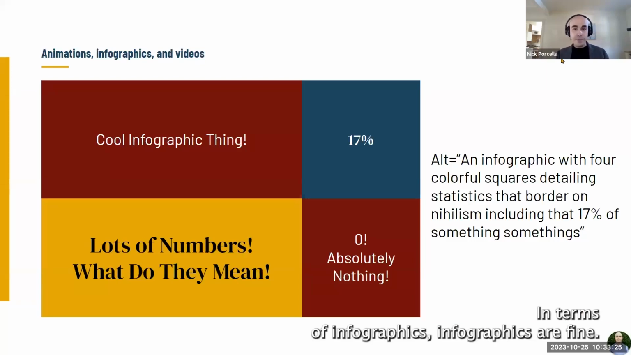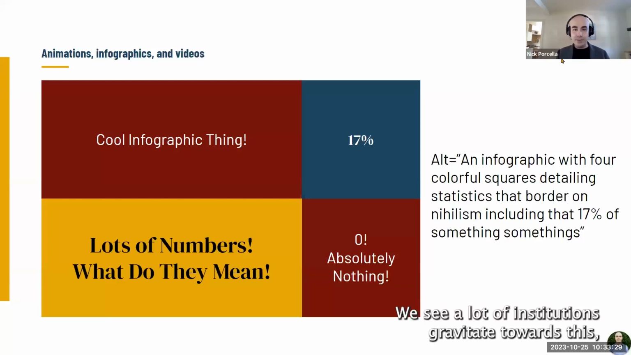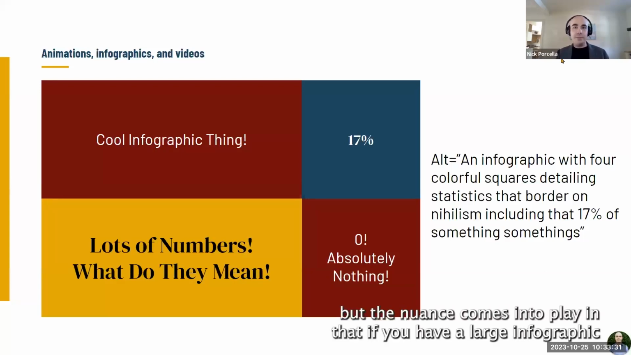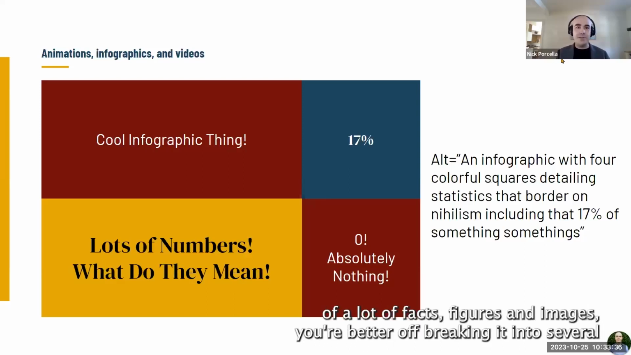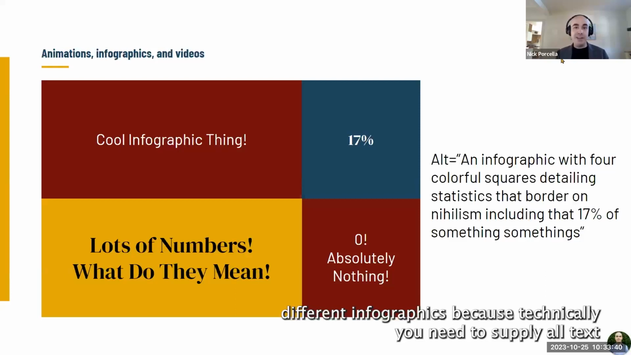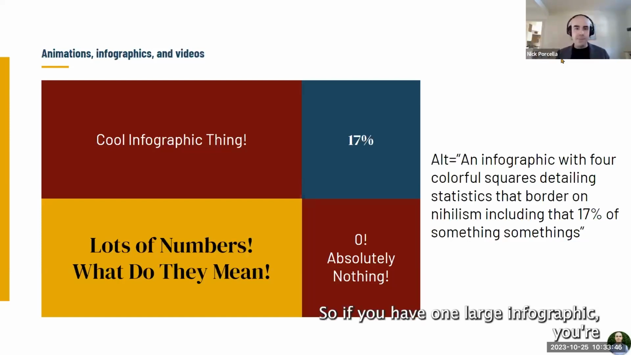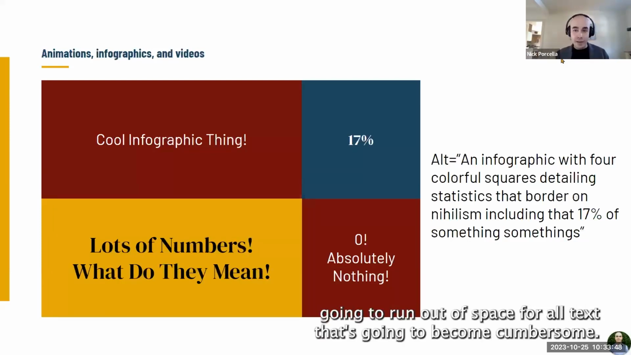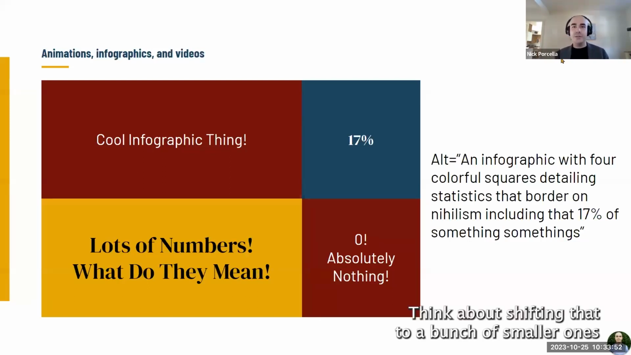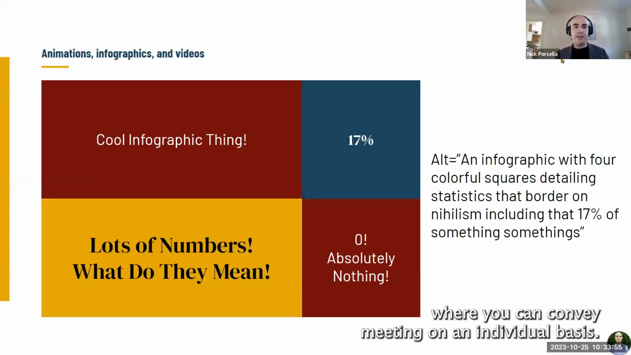In terms of infographics, infographics are fine. We see a lot of institutions gravitate towards this, but the nuance comes into play in that if you have a large infographic with a lot of facts, figures, and images, you're better off breaking it into several different infographics because technically you need to supply alt text for each individual one. So if you have one large infographic, you're going to run out of space for your alt text and it's going to become cumbersome. Think about shifting that to a bunch of smaller ones where you can convey meaning on an individual basis.